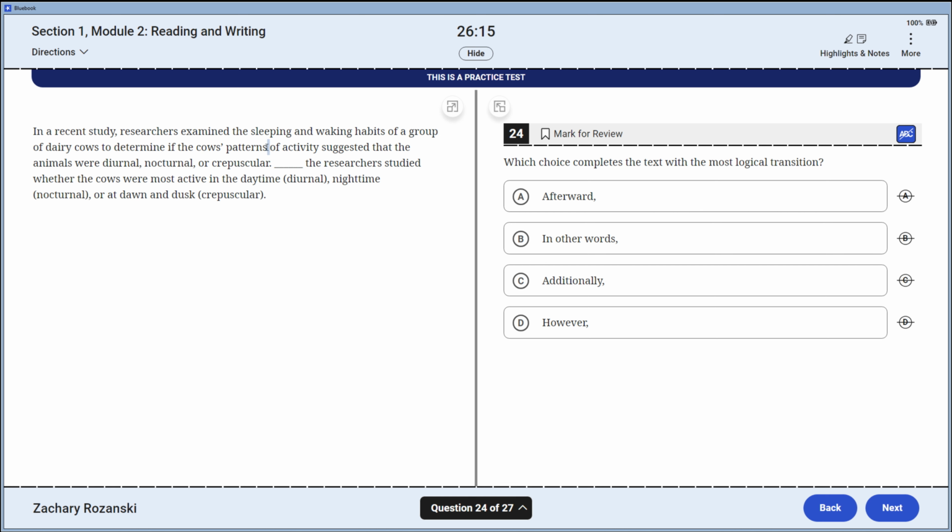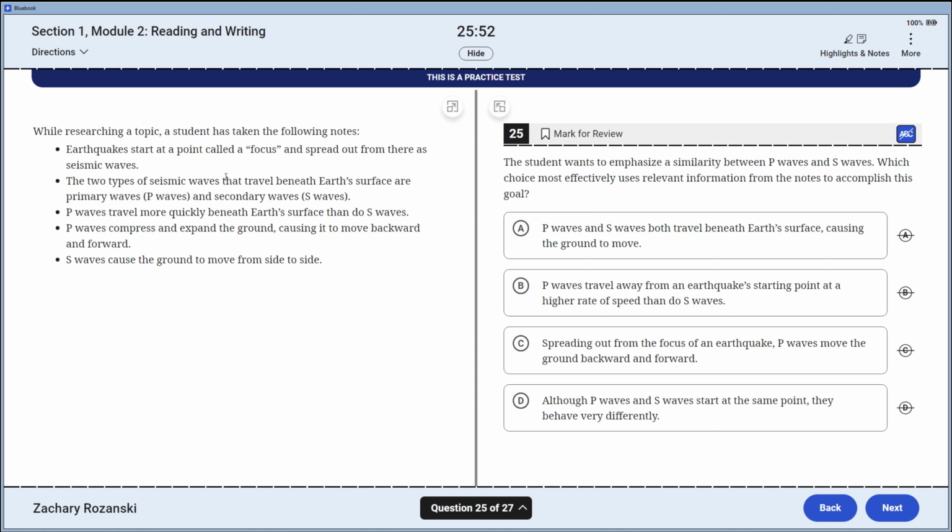I want to talk about cows, apparently. Researchers examined the sleeping and waking habits of a group of dairy cows to determine if the cows' patterns of activity suggested that there were these three words. The researchers wanted to determine whether the cows are most active in the daytime. Oh, this is in other words, right? These are helping us to determine the complexity of this previous thing. They just want to know if they be sleepy babes or popping around doing something active and fun at night.